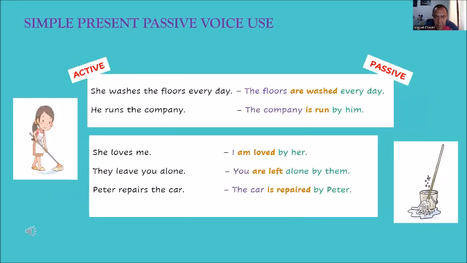As we learned previously, we use the present simple to express the idea that an action is repeated or usual. The action can be a habit, a hobby, a daily event, a scheduled event, or something that often happens. For example, she washes the floors every day. He runs the company. She loves me. They leave you alone. Peter repairs the car.